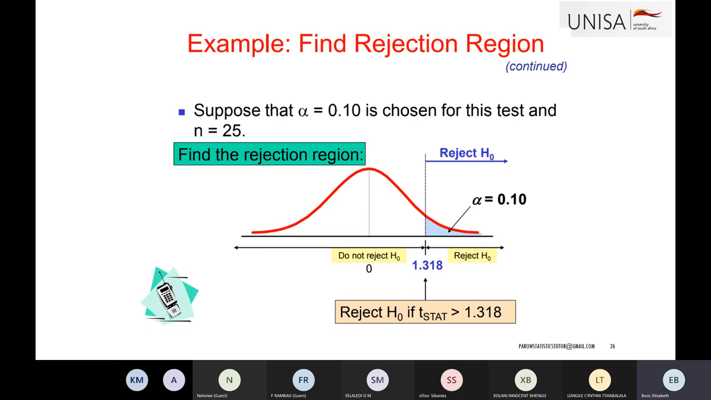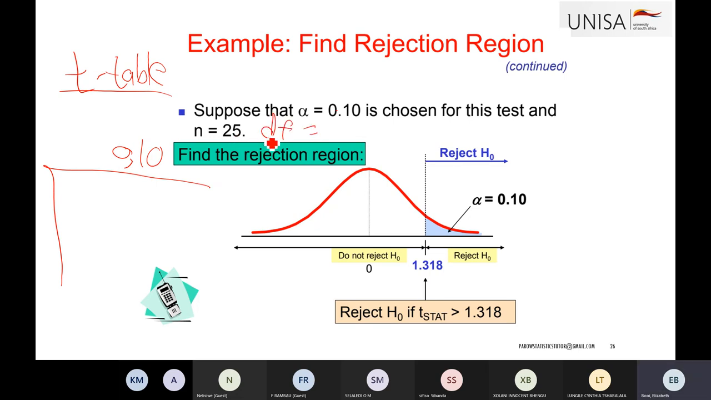So our alpha is 0.01, so we're going to go to the t-table and look for 0.10 on the t-table. You find that, and you go and find the degrees of freedom, which in this instance is n minus 1, which is 25 minus 1, which equals 24. You go find 24 this way. They both meet at that point. You will find that it's 1.318. And that is your rejection area.